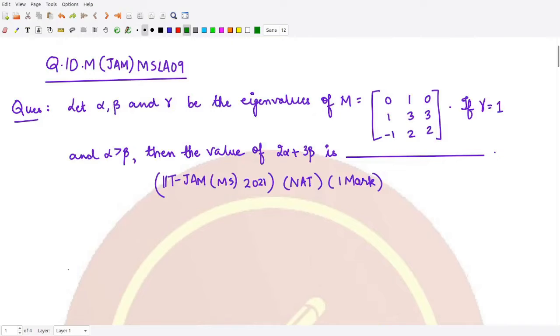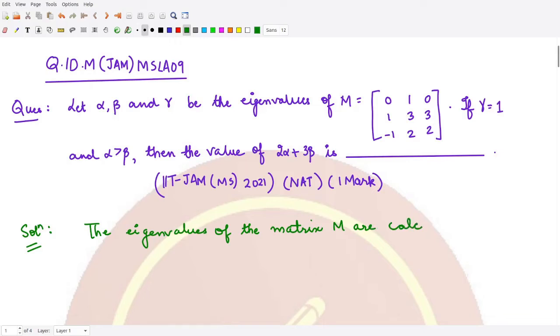So basically what do we require for the solution? We firstly have to calculate the eigenvalues of the matrix M. The eigenvalues of the matrix M are calculated using the characteristic equation. And what is that characteristic equation? That is the determinant of M, the given matrix, minus lambda times the identity matrix, equal to 0, right? So let's calculate this.